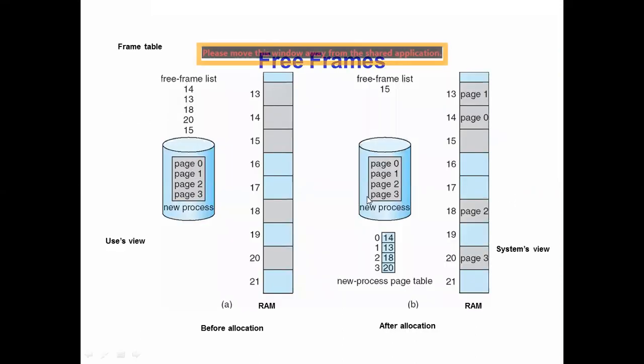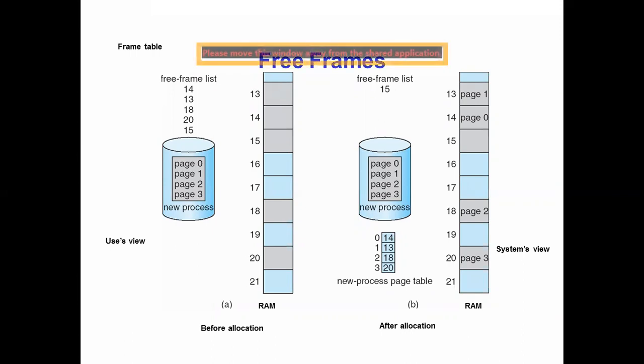Now here you can consider which frames are free or not. Like the number of pages, we have the page table. Similarly, we also have the frame table. Whenever we talk about the frame or the frame table, we are talking regarding the RAM, random access memory.